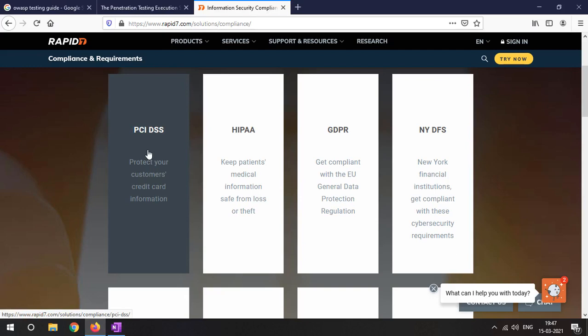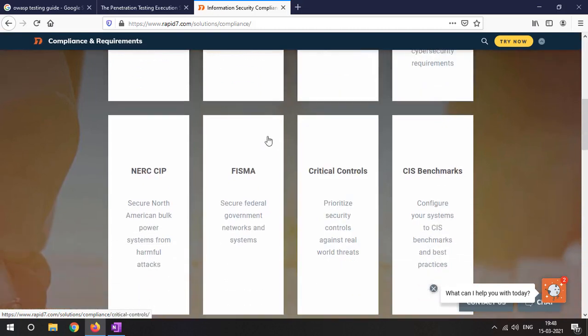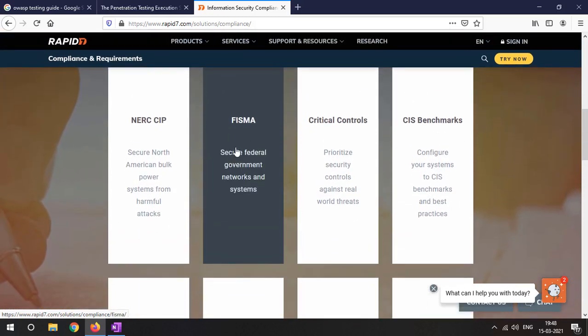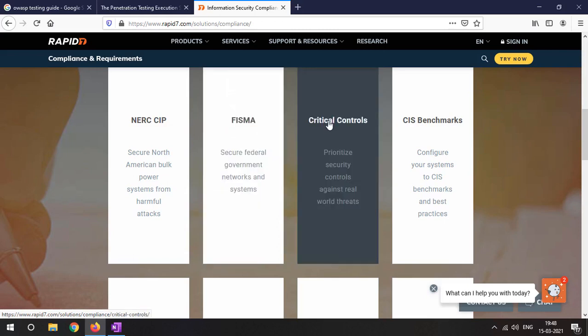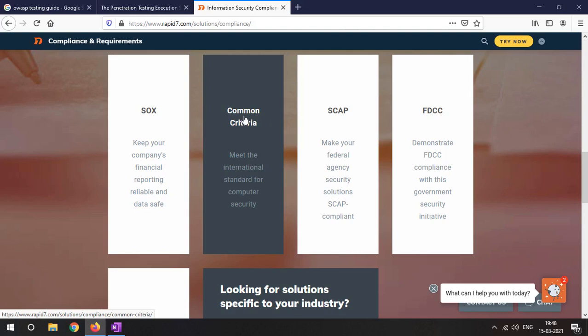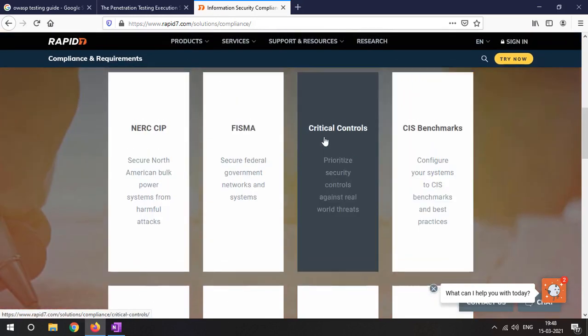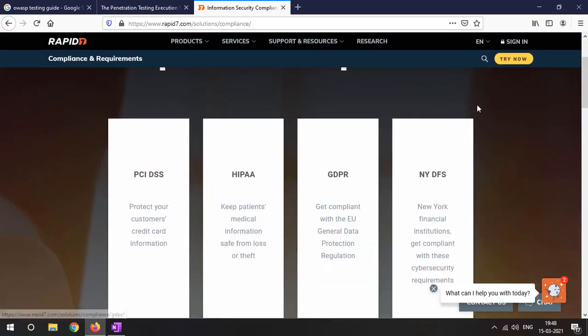PCI DSS is basically for any and every company who works in the payment card industry who process credit card information. HIPAA is another compliance for the health care industry. So there are so many of these. FISMA is another one, for securing the federal government. It actually is very much related to the risk management framework. Critical controls is another important one, and common criteria is actually for computer security. It's like an international standard for it. So similarly they have so many. You can see SOX is another one. So there are just so many in this world, and it really depends upon your client.